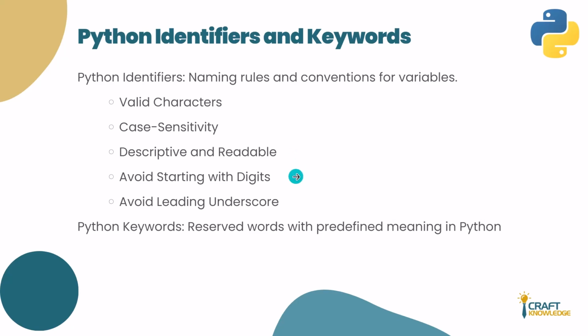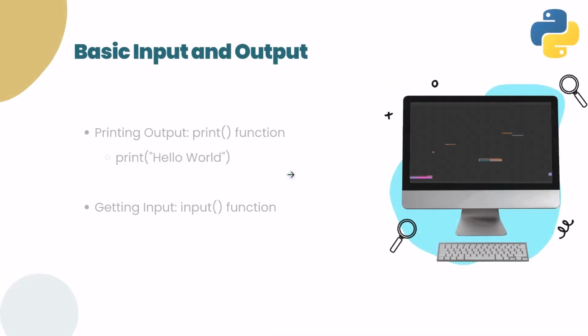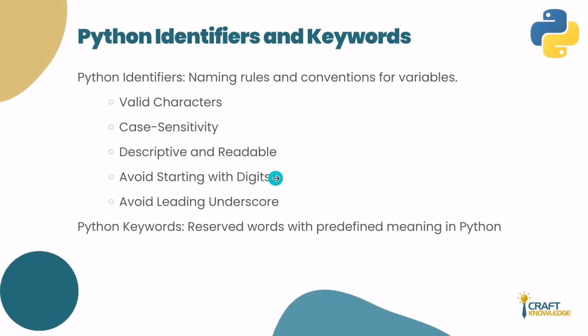Cool. And then avoid starting with digits. You cannot start the name of your identifier or variable with a digit, right? You can use digits surely somewhere inside or at the ending of the name of the variable, but not in the beginning. And then avoid a leading underscore. You can use underscores inside the variable name but not in the beginning. And finally, you cannot use Python keywords or reserved words as variable names.